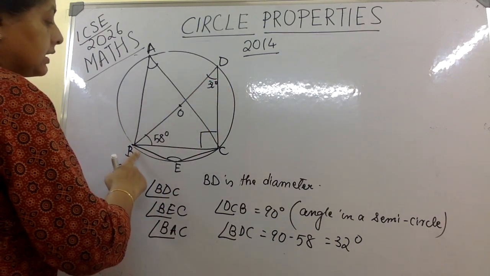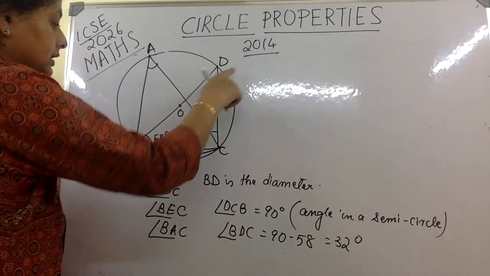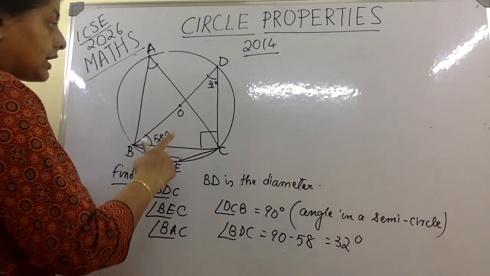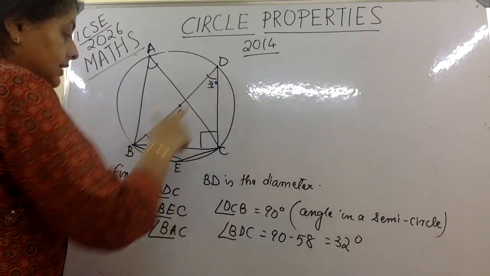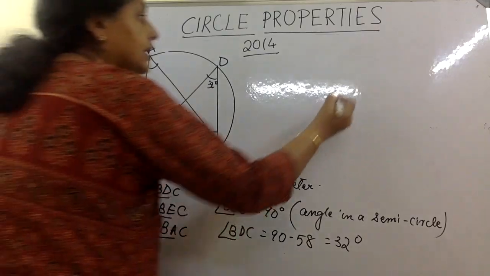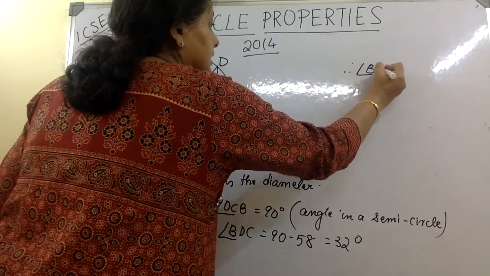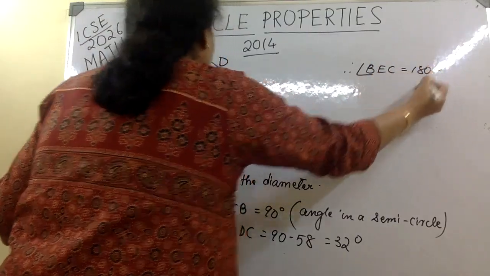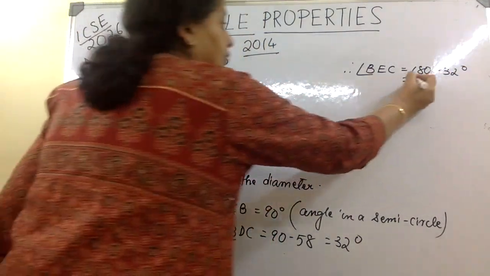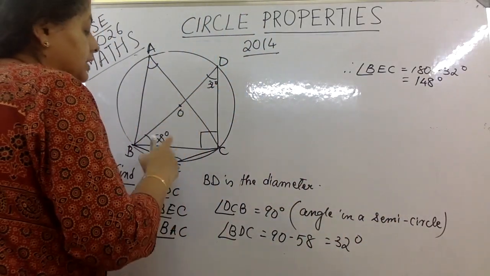Now BEC. Now if you note something, BDCE is a cyclic quadrilateral. Therefore, angle D and angle E are actually forming opposite angles of a cyclic quadrilateral. Therefore, angle BEC is equal to 180 minus 32. How much is it? 148 degrees.